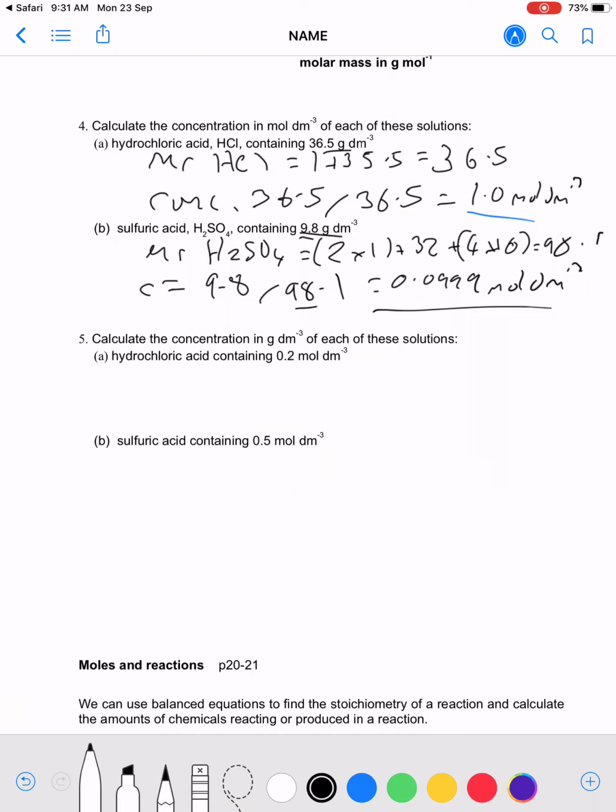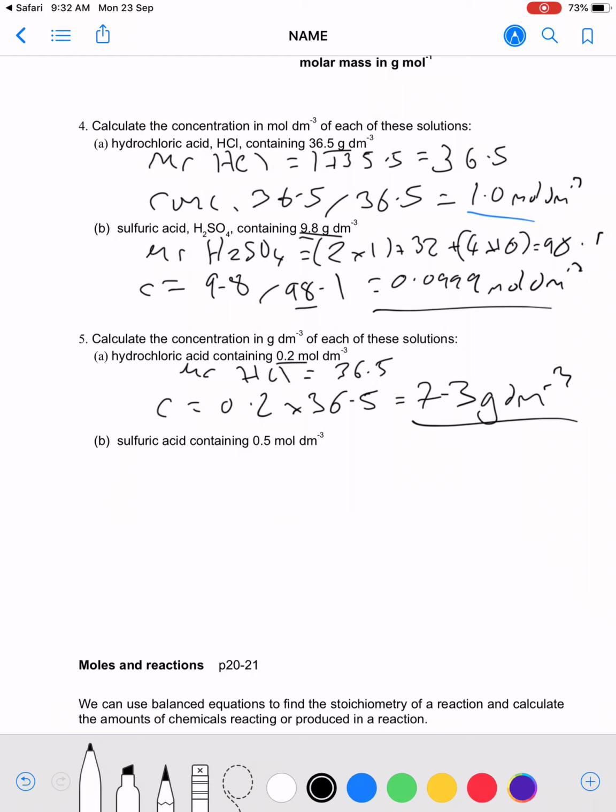Question 5, calculate the concentration in grams per decimeter cubed of these solutions. So first of all, where do we begin? Wherever we can. So the MR of HCl is 36.5. That's the third time we've done it, so if you're not sure why that is, then please just flick back in the video. So the concentration is 0.2 times 36.5, because it's 0.2 moles per decimeter cubed. That equals 7.3 grams per decimeter cubed.